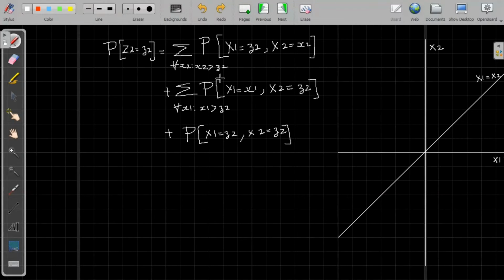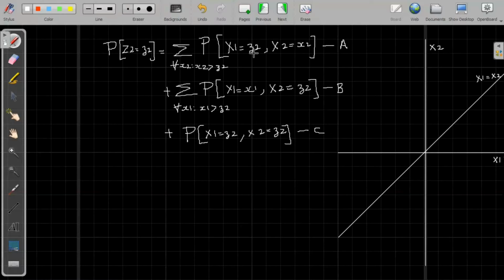So now let's try to understand what each of these expressions is graphically. Firstly, let's see what this expression is. I am writing this expression as A, this expression as B, and this expression as C. You see, in the expression A, x1 is fixed and x2 can vary. How it can vary? It depends on this condition.